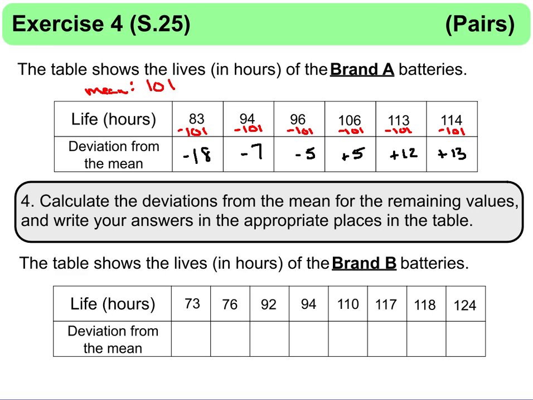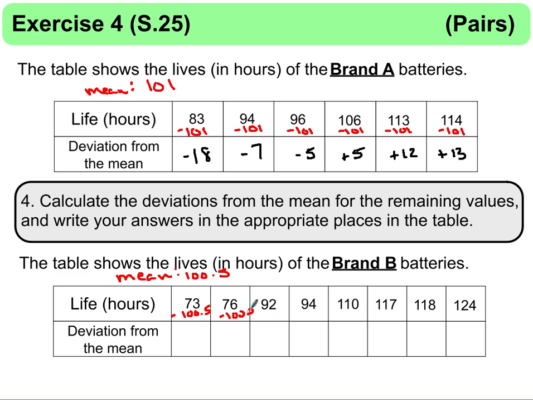So in brand B, we'll do the same thing where we calculated here earlier. The mean of this set of data is going to be 100.5. And so if I wanted to find the deviation from the mean, I'm just going to subtract 100.5 from each one.